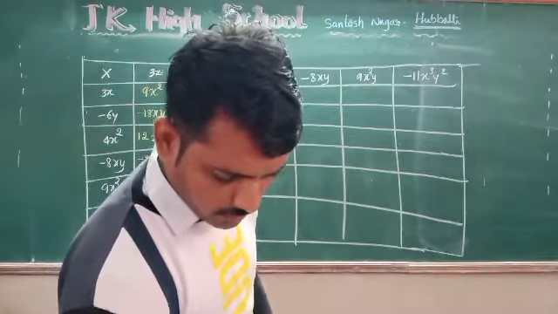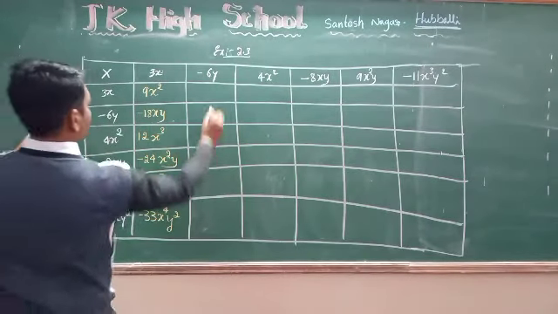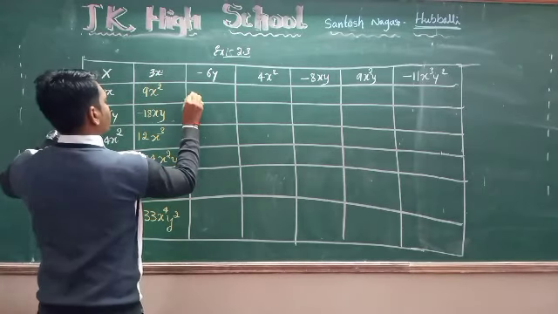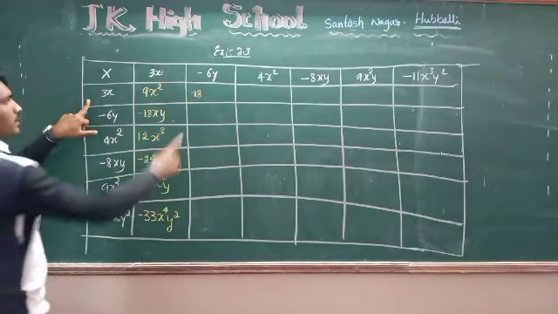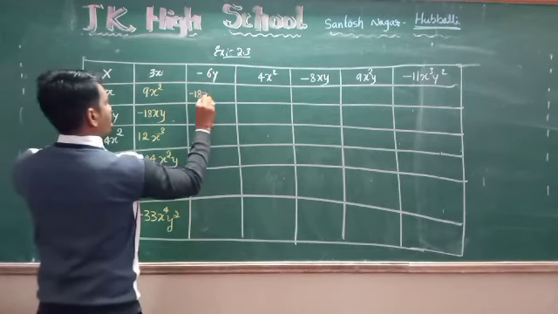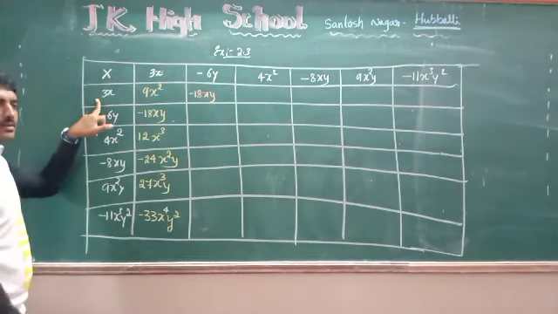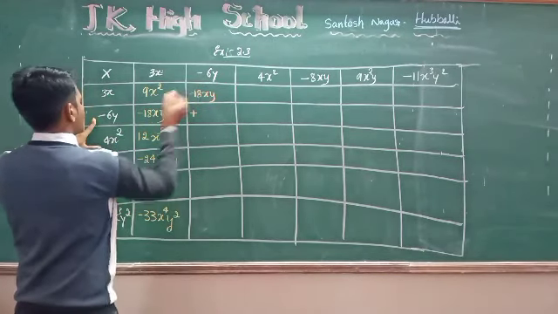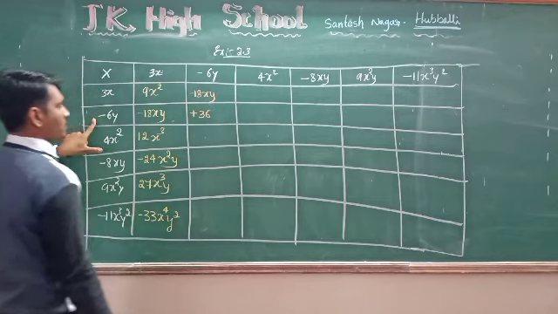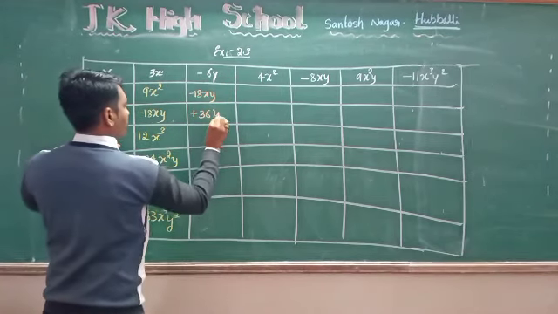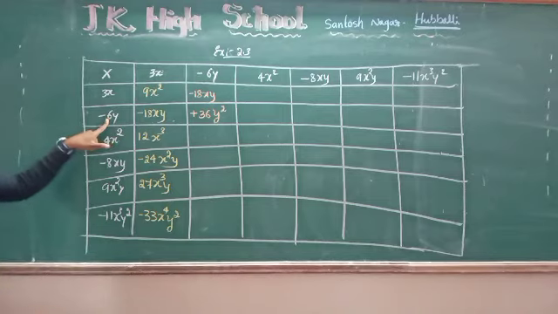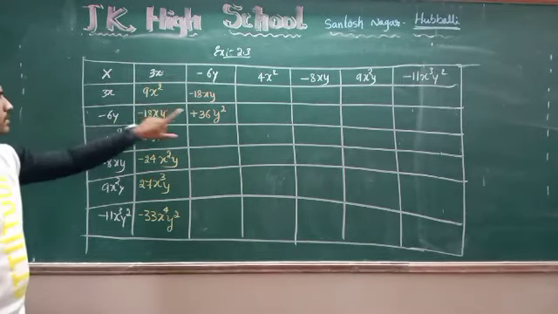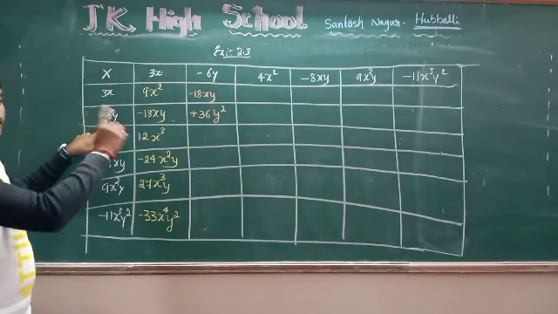Okay, what is that second column? The second column is what? Minus 6y. So we have to multiply these terms. 6 3s are minus 18, x into y, xy. Next one, minus into minus plus, 6 6s are 36, y into y, y squared. Correct? Minus into minus plus, 6 6s are 36, y into y, y squared.